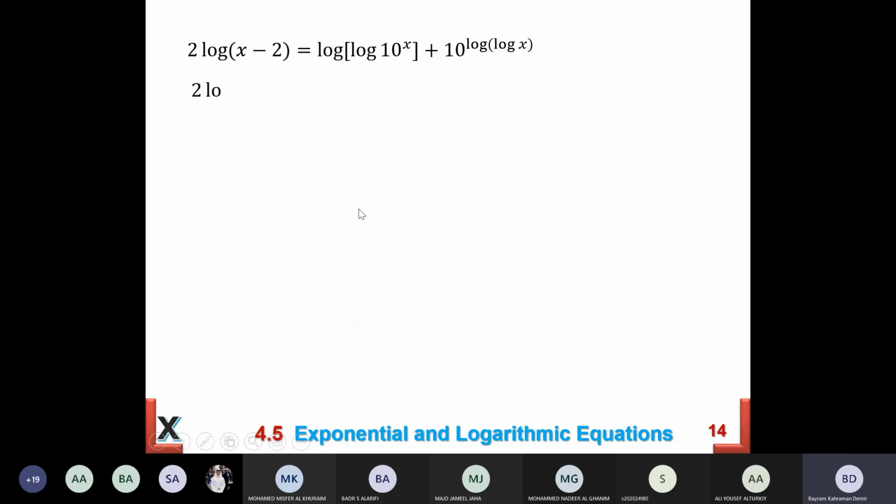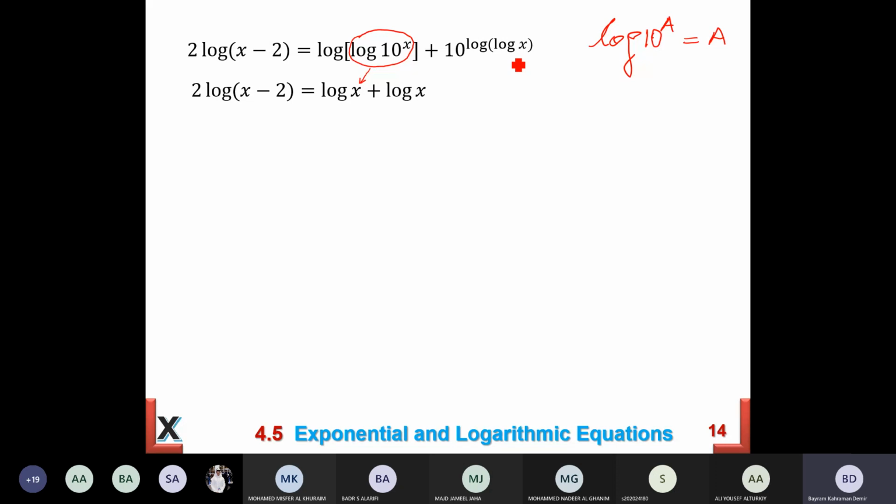Let me see what we have here. We have this part, logarithm of 10 to the x. What is logarithm of 10 to the x equal to? It is x. This is the property. If you have logarithm of 10 to the a, it will be equal to a.